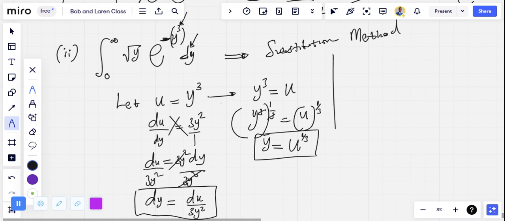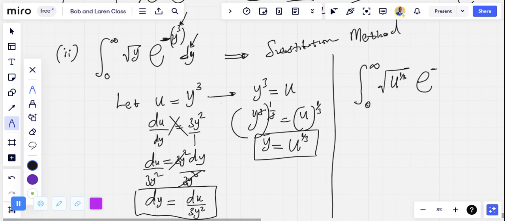So that means for my next solution here, u still remains at 0 when y is 0. When y is infinity, u is infinity. Infinity to the power of 3, that's infinity times infinity times infinity, is still infinity. So that u is still infinity. Then the square root of y, what is y? Y is equal to u raised to the power of 1 over 3, right? Okay, that's u raised to the power of 1 over 3.